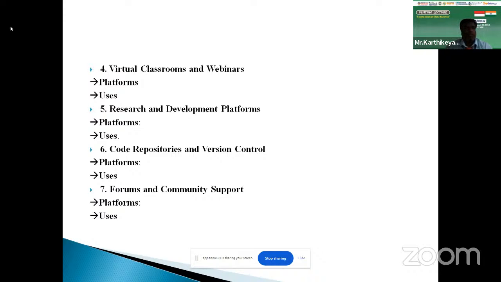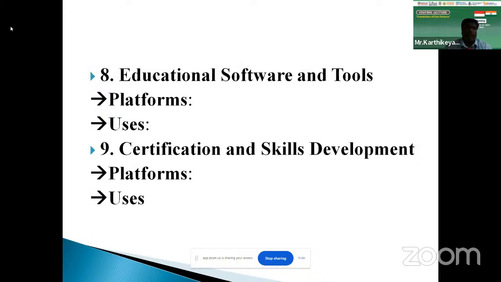Forum and community support platforms are used to discuss challenges related to distributed computing. This is valuable for troubleshooting and learning from real world scenarios. Next one, education and software tools. The platforms are Apache Hadoop, Apache Spark, Docker. Actually, these platforms are used for learning and implementing distributed computing concepts.